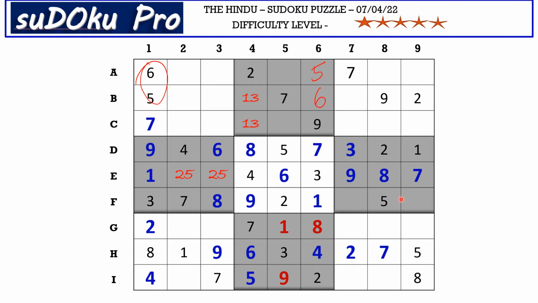Now, let's focus on column 7. You have a 5, 8 pair here and a 5, 8 pair here in column 8. So these two columns are blocked for 5 and 8. So 5 and 8 go in these two cells. There is a 5 here. So B7 takes 8 and C7 takes 5.